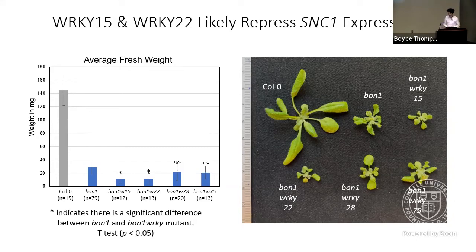We see that these plants are actually smaller than the BON1 plant, which means that the BON1 phenotype is amplified. Because of this, we know that it is likely that more SNC1 expression occurred, which means more of the autoimmune phenotype was observed. These plants are smaller, indicating that WRKY15 and WRKY22 likely repress SNC1 expression. Just so you can visualize it, this is the WRKY15 and this is the WRKY22 double mutant, and you can see that they are by far the smallest on the slide.